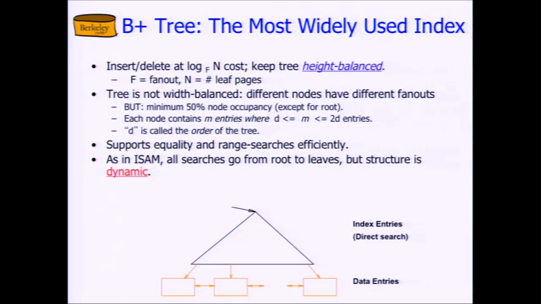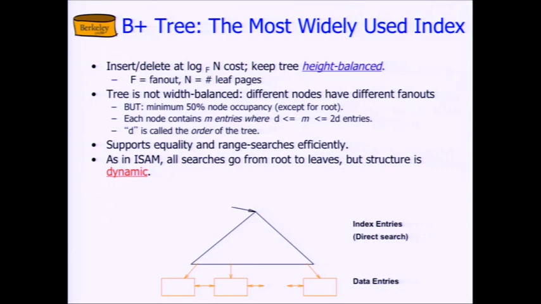It's the workhorse of basically every database system. All right, it's a B plus tree. It's going to be a balanced tree of blocks, much like the ISAM. Insertion and deletion are going to be log base F of N cost. So the tree's height balanced. Fan out is F. The number of leaf pages is N in that expression.